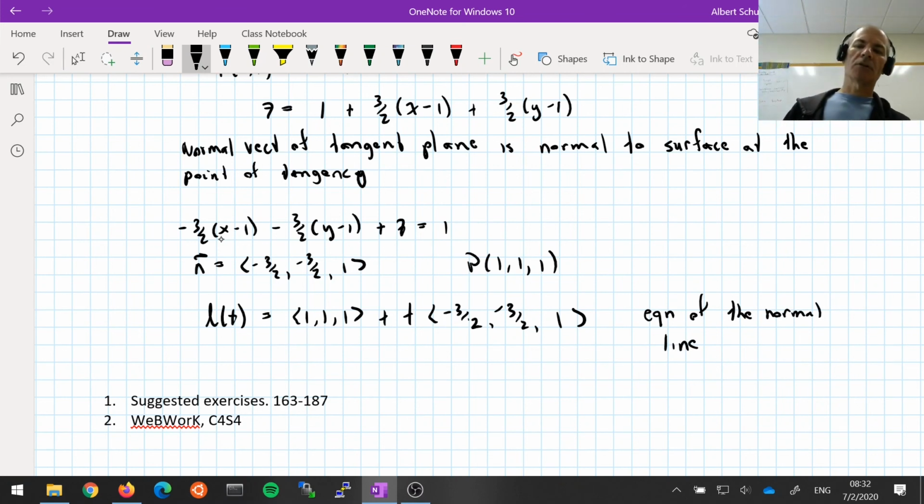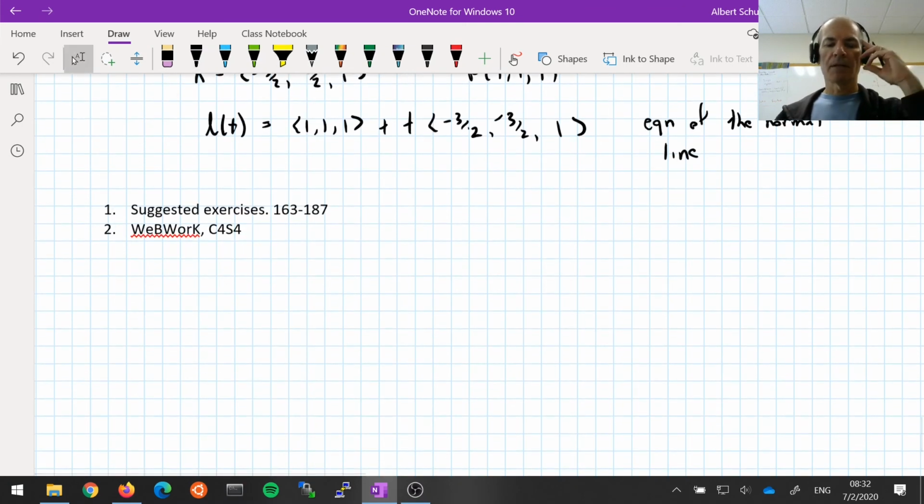If you were to plot this surface, you would see this normal line sort of emerging perpendicular to the surface at this point. Okay, just to wrap up here, the suggested exercises, again, are limited.